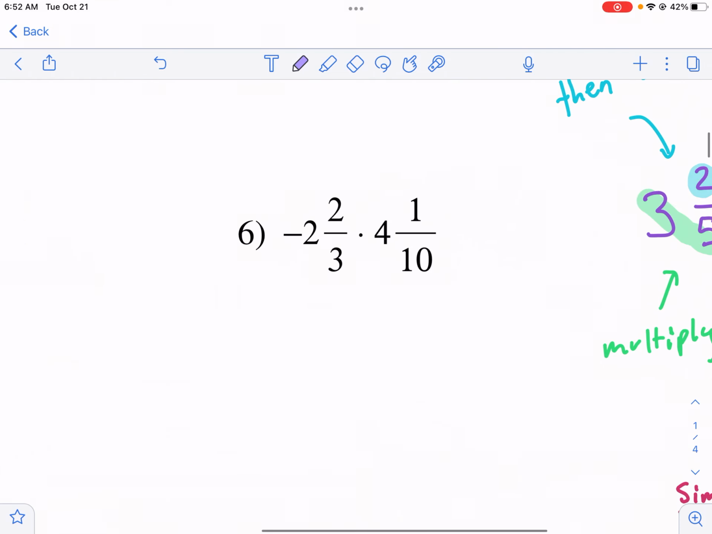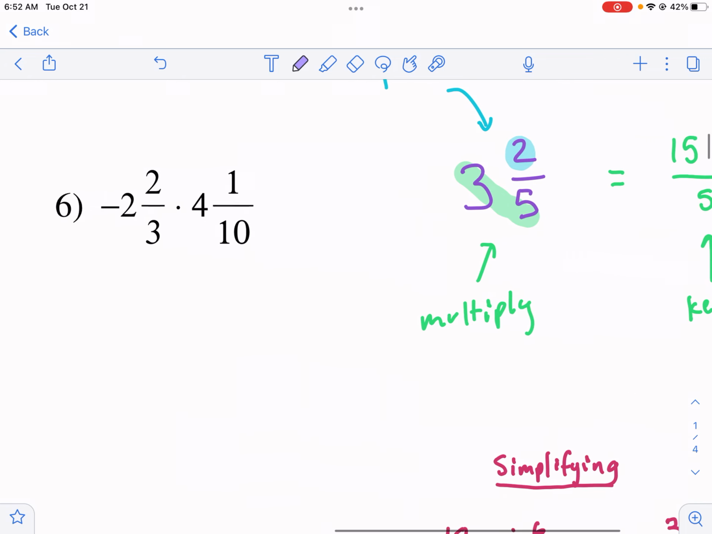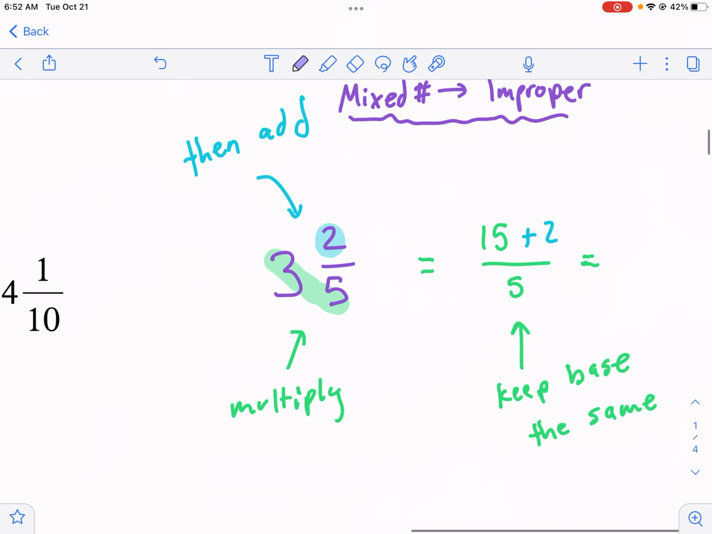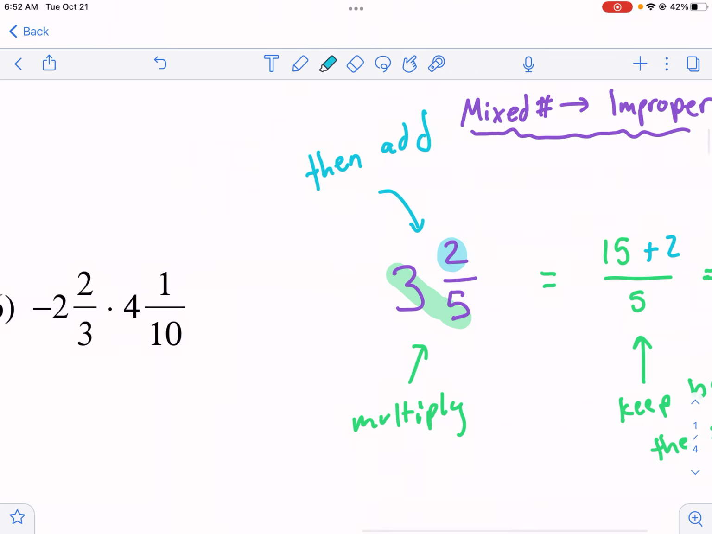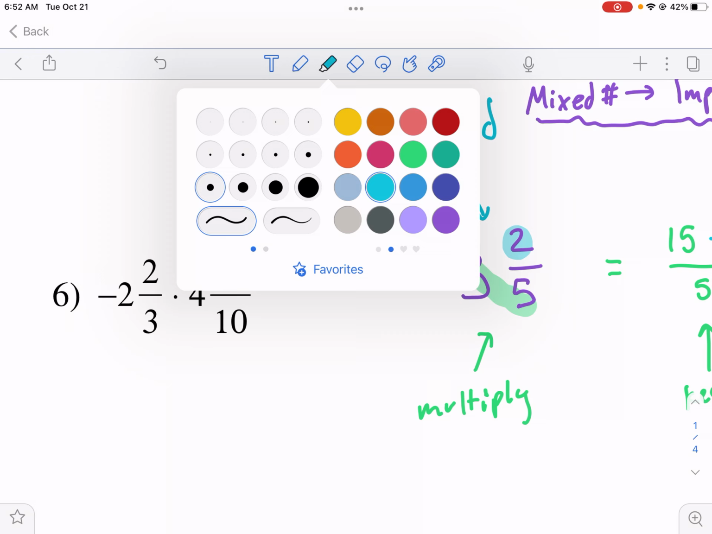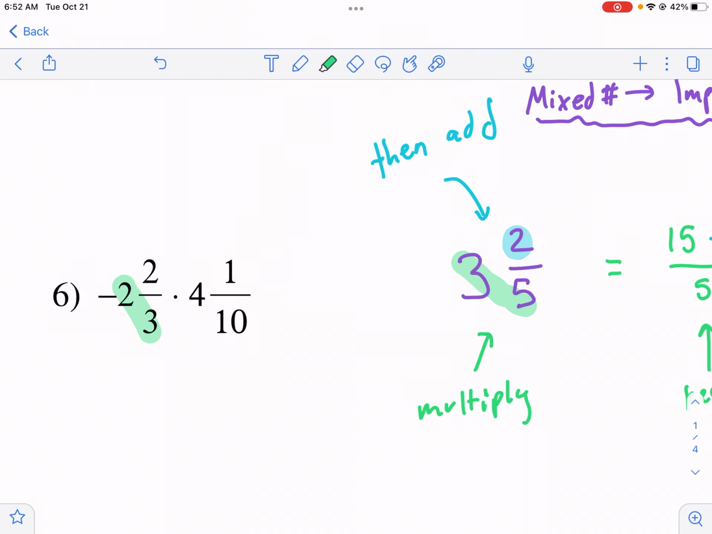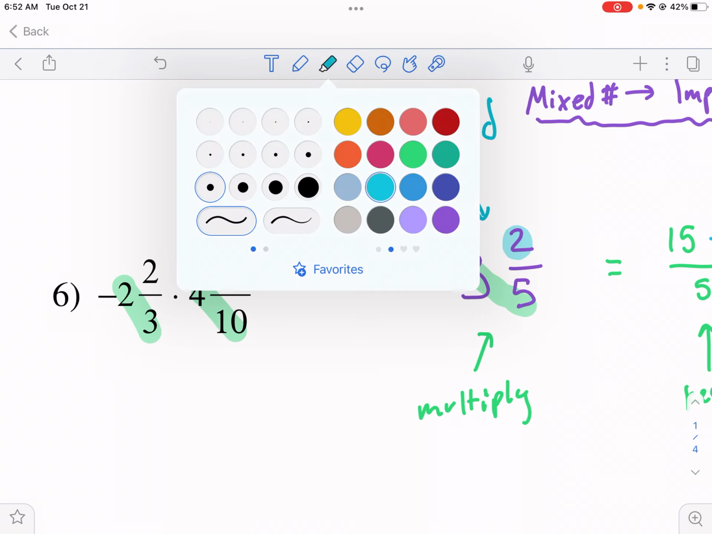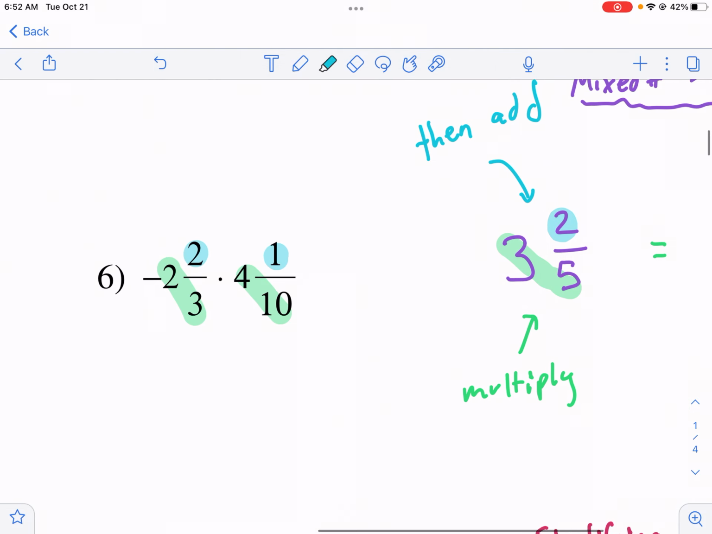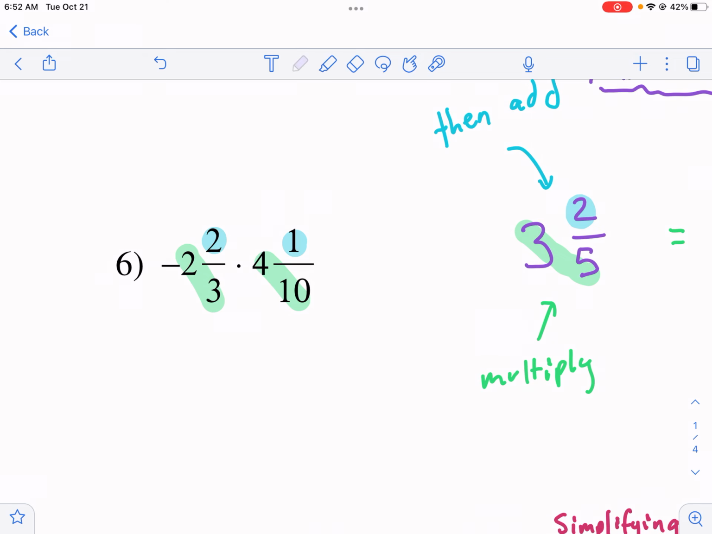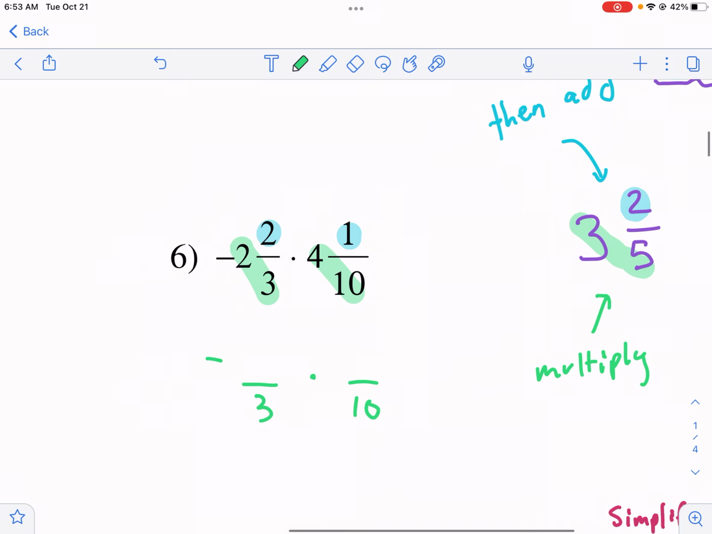Okay, so this is the next part. So number 6, we have 2 mixed numbers here. So the first thing we need to do is change them into improper fractions. We do that by first multiplying the whole number times the denominator, and then we're going to add the numerators. And that will change this to an improper fraction. We're going to keep the denominators the same for both of them. So we know this is going to be over 3 and this is going to be over 10. And we're still going to multiply it, and we're still going to have a negative.